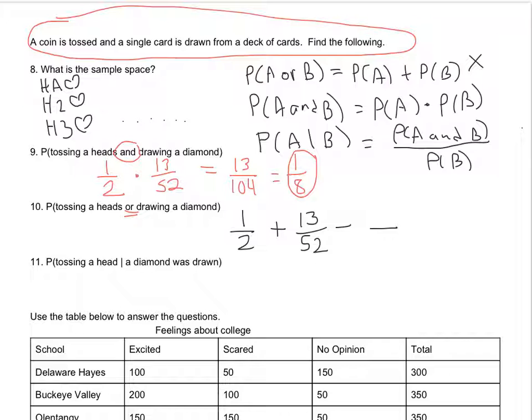Now, if you think about it, there are a total of 104 outcomes because you've got 52 for the heads and 52 for the tails. So we're subtracting over 104. How many of those have heads and diamonds? It would only be the diamonds with the head, so that's only 13 outcomes, and we'd be subtracting that out. So we have a half plus 13 over 52 minus 13 over 104. I'm just going to stick this in a calculator, and that's going to give me 65 over 104. So 65 out of the 104 have a head or a diamond, one or the other.